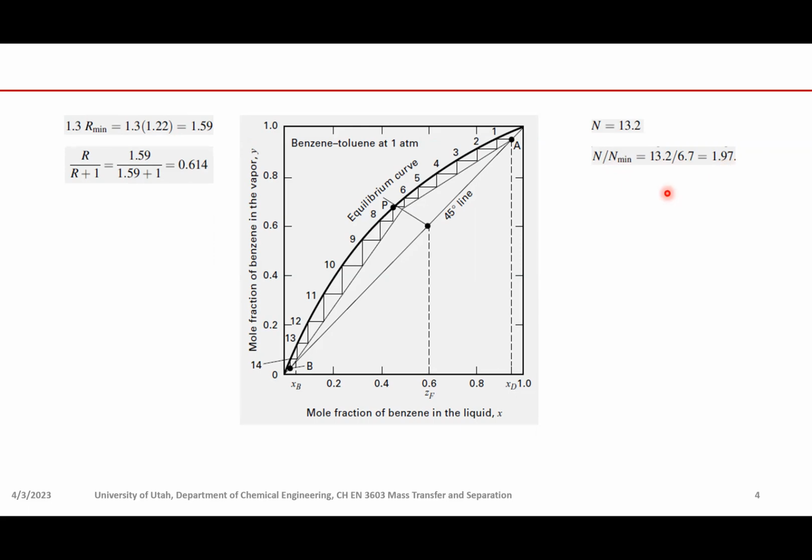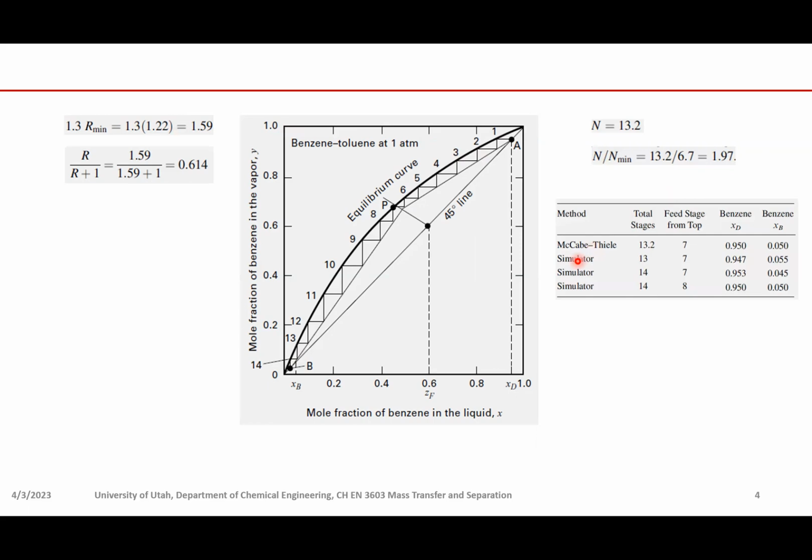Okay. Now we can compare the result we obtained with the McCabe-Thiele method with a process simulator. This is from your textbook. So this is our analysis result based on the McCabe-Thiele method. So we need a total number of stages of 13.2, and our feed stage is at stage 7. Here, we can get 95% in the distillate and 5% in the bottom.